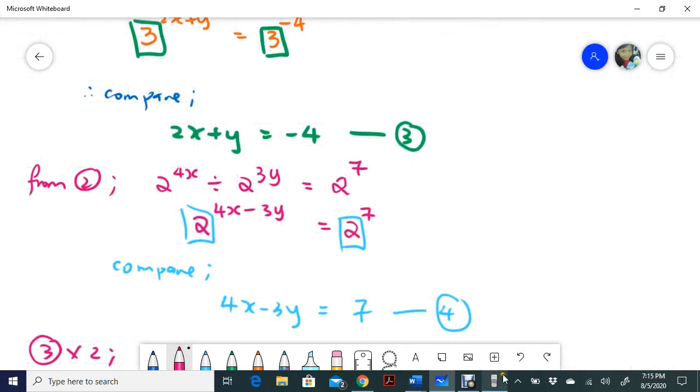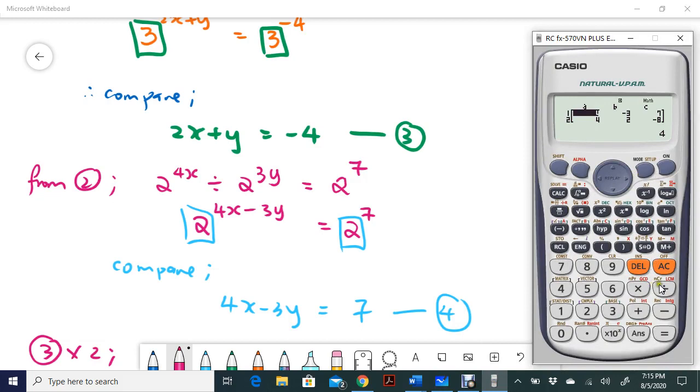Oh, if you want to compare with the original one, it can be done also. The original one is 2 and 1, negative 4. After that 4, negative 3, then 7. So that's why you have your answer: x equal to negative 1 over 2, y equal to negative 3. So that's the answer.